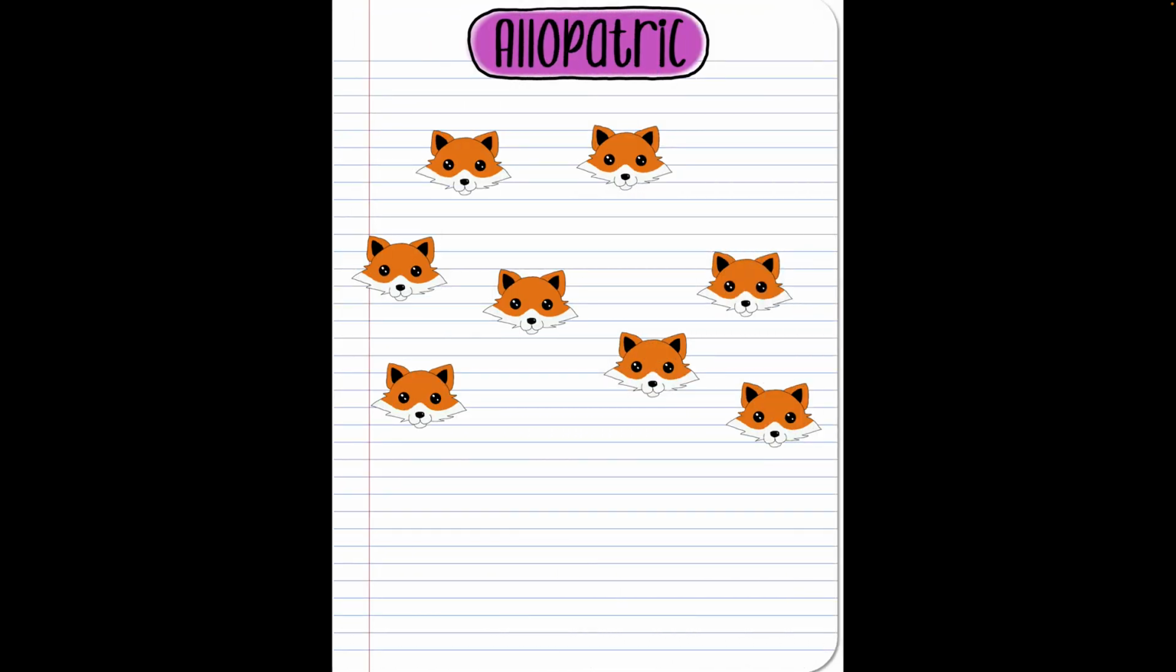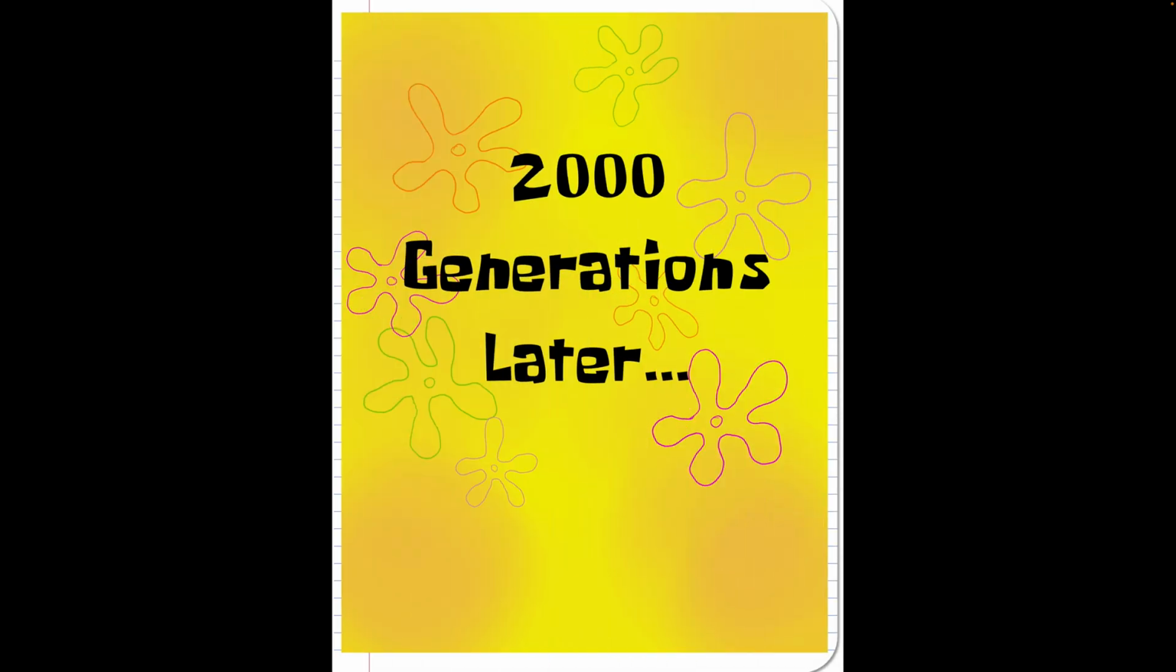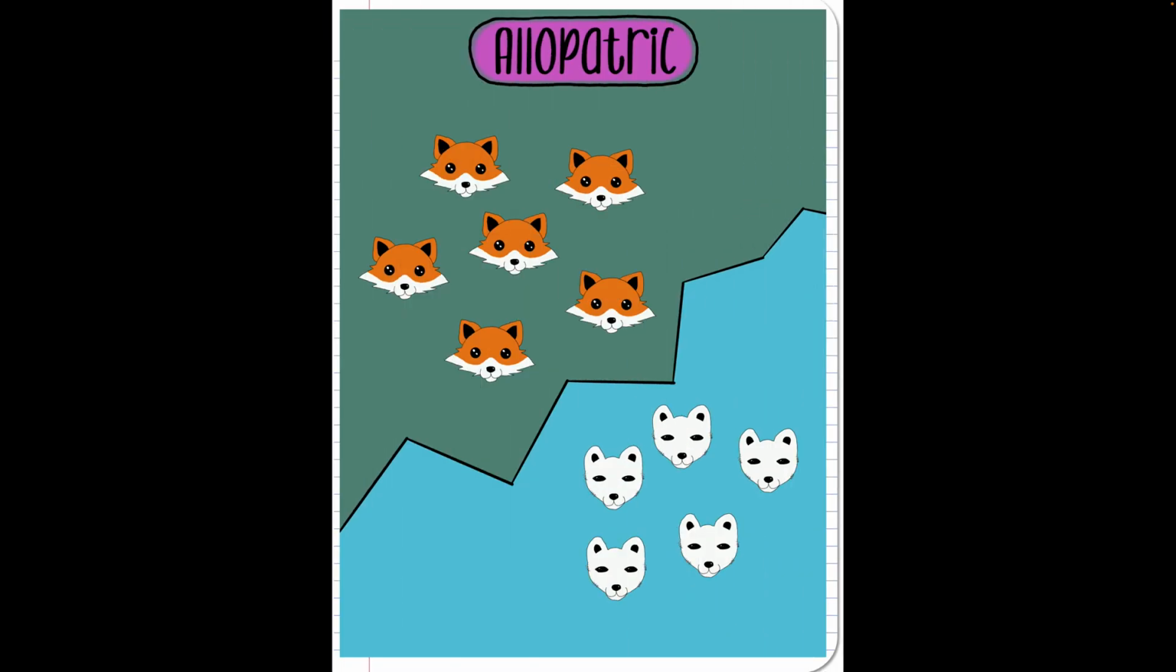To represent allopatric speciation, we have this population of red foxes, but then, oh no, an earthquake happens and splits the population into two separate areas. Now, over a long time, gene flow has been restricted so much that now we have two different species. And because their genetic makeup is so different, they would no longer be able to produce viable offspring if they were ever geographically reunited.